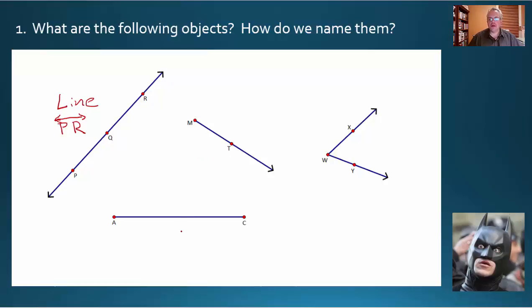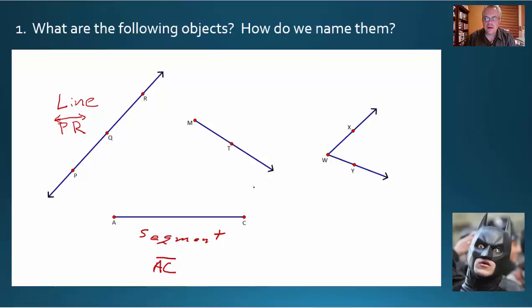I didn't do this one down here. This one down here, we have part of a line. It's the part of a line that exists between points A and C. So this one is a segment. Let's see if I can write this here. Okay, a little crooked, but hopefully you can read it. That's a line segment. To name it, we use the endpoints. We put A and then C and draw a line above it like that. That's how we name a segment.